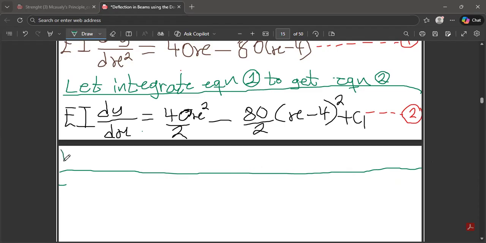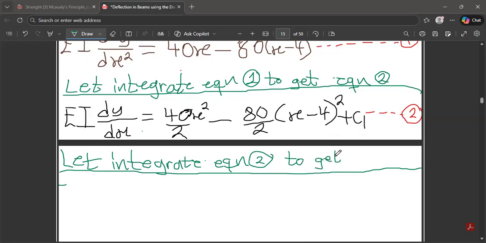So let's integrate equation 2 to get equation 3.